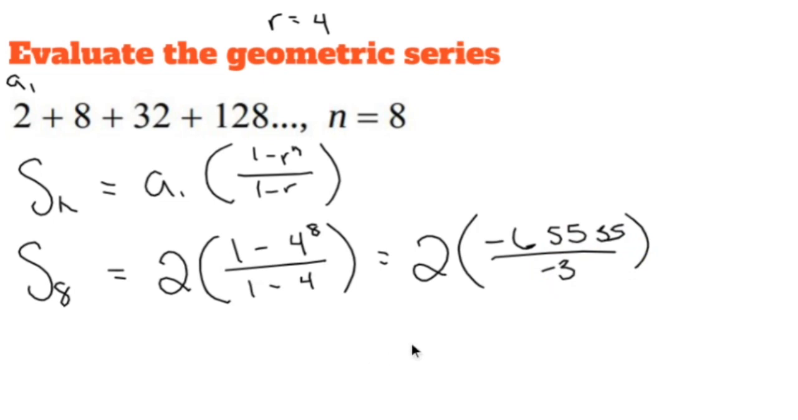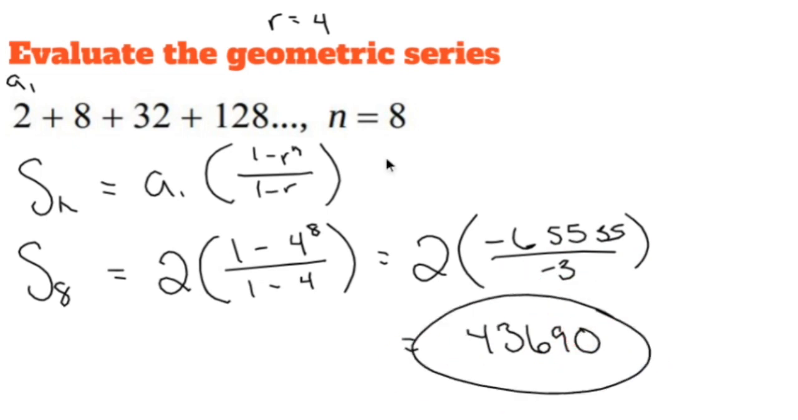And when you multiply all that together, you get 43,690. So if I were to keep multiplying this by 4, do it a couple more times, I would have 8 numbers. And when you add them all up, you get that number right there. That's how I evaluate a geometric series without doing too much work. Although the work here isn't the worst.